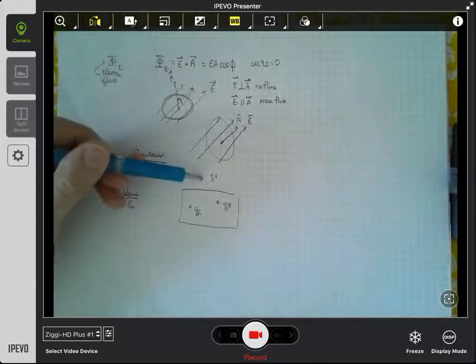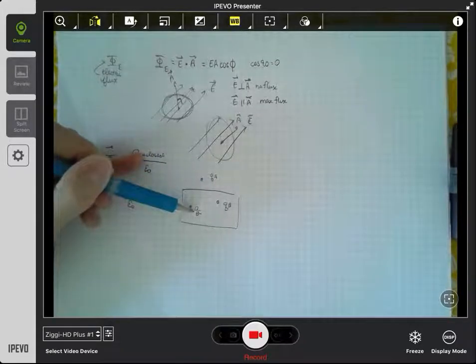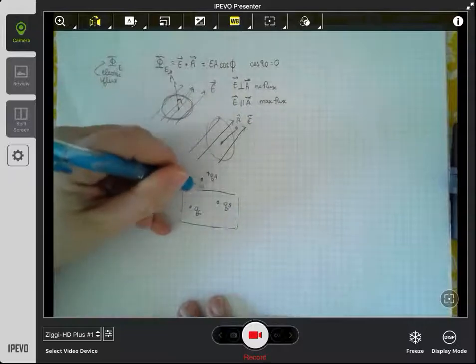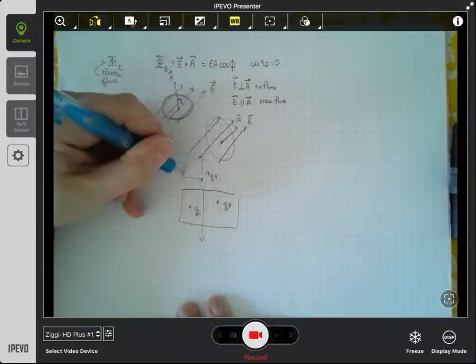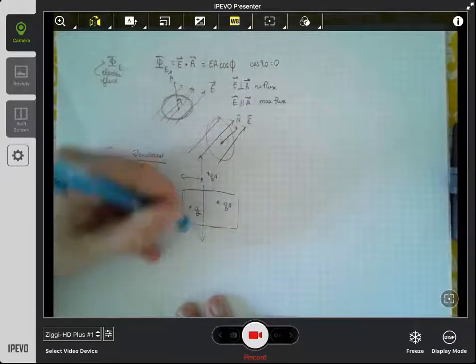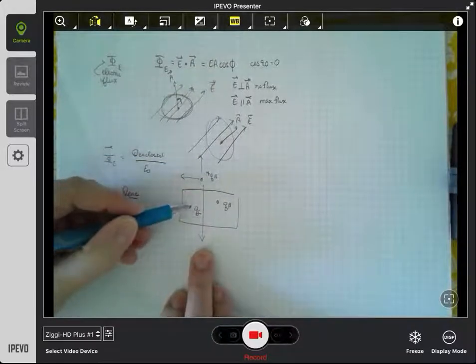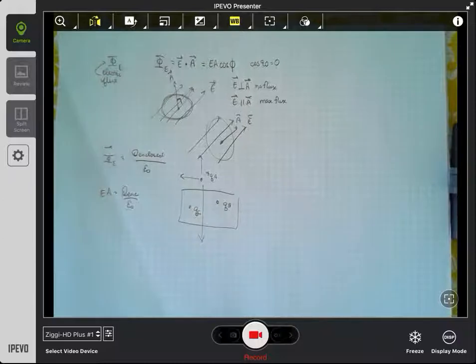Yep, exactly. So QA isn't inside our Gaussian surface, so it doesn't contribute to the flux. If it's a positive QA, remember its electric field lines point away in every direction. They would go into the box, but then they'd come out again. So it's only ones that originate in the box or end in the box that matter. So if it's not inside your Gaussian surface, you can't see it. You can ignore it entirely.